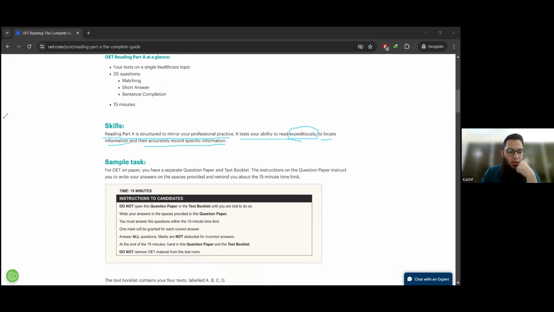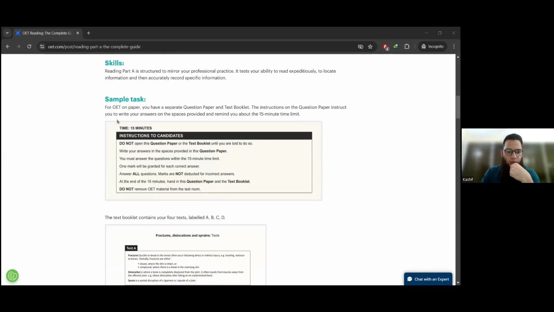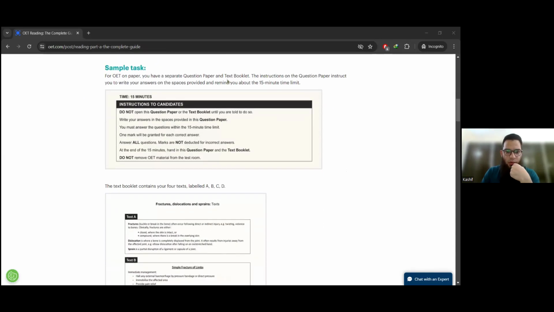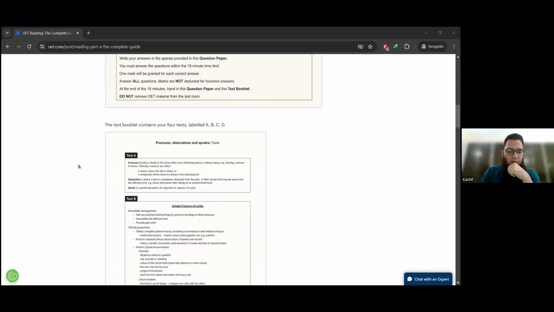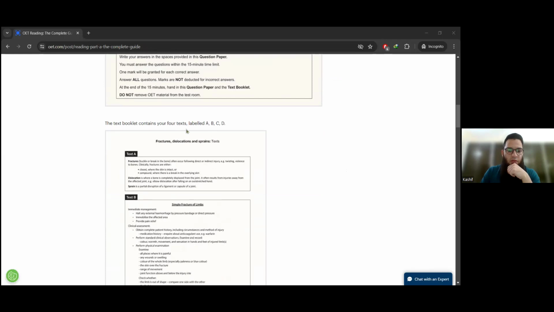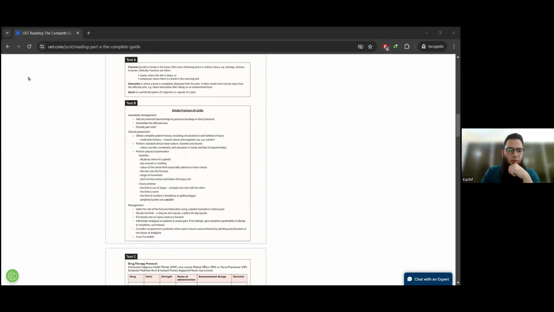Now they have given a sample task. I also have a sample task, but let's see what they are saying. For OET on paper, you have a separate question paper and text booklet. The instructions on the question paper tell you to write your answers in the spaces provided and remind you about the 15-minute time limit. What's next? The text booklet contains your four texts. We are not going to attempt it, but let's see. See Text A. This is Part A.